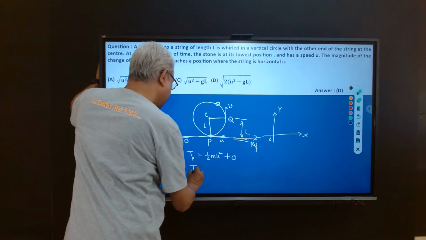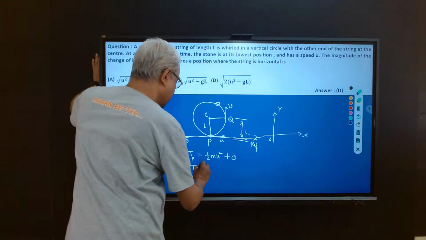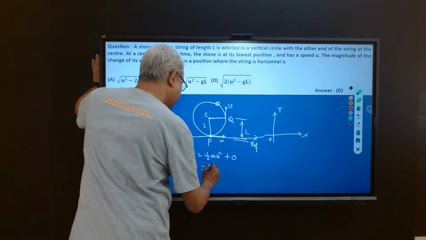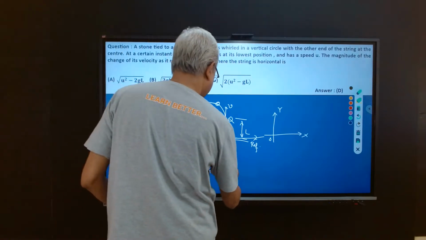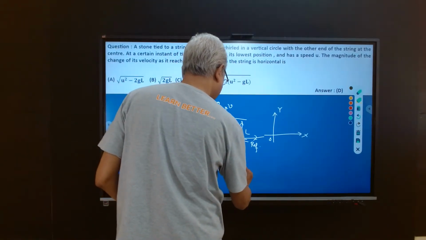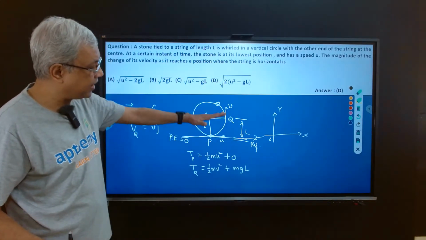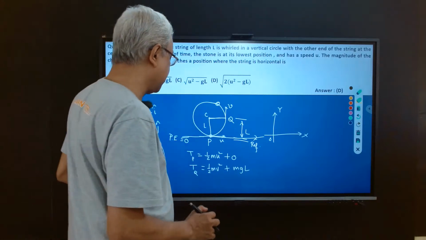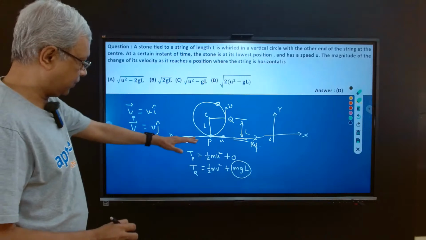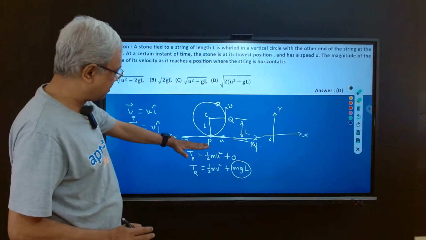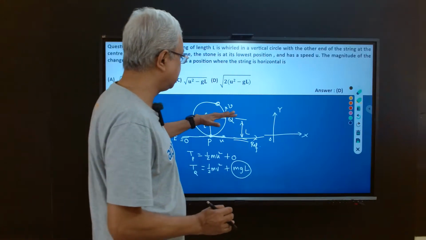And TQ, the total mechanical energy of the particle at position Q is half m v square plus m g l. Since Q is L height above P, the gain in potential energy is mgl. So assuming this as zero potential energy level, here the potential energy is mgl.